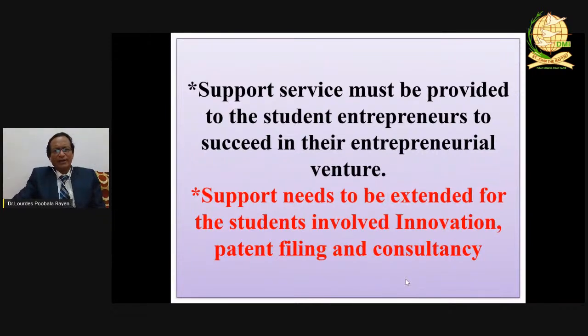Support service must be provided to the student entrepreneurs to succeed in their entrepreneurial venture. Support needs to be extended for the students involved in innovation, patent filing, and consultancy. We must provide support service in terms of laboratory, technological support, and human resource support. We need to provide all these things. Then only the students can improve. Then only the students can concentrate more on innovation as well as consultancy.